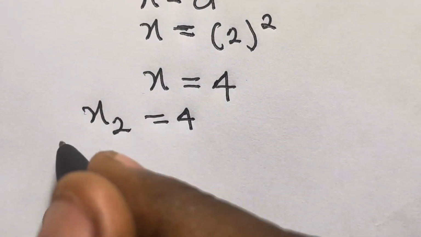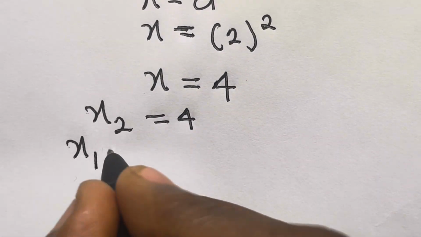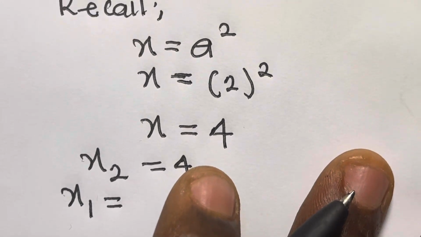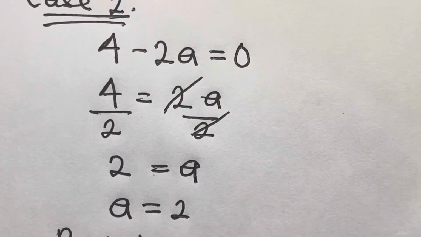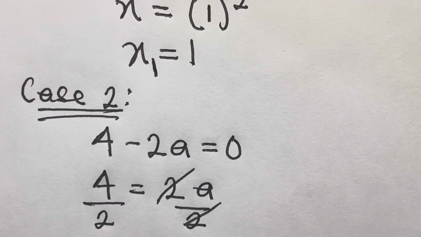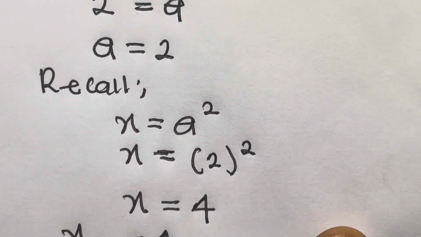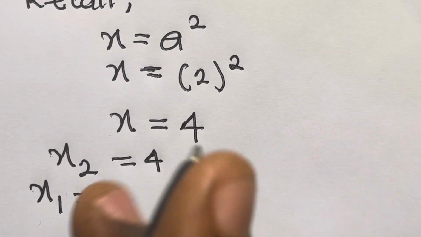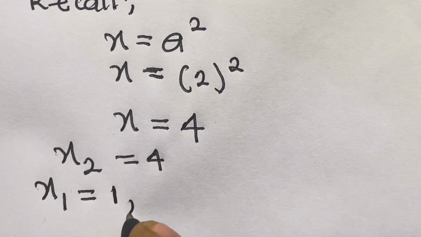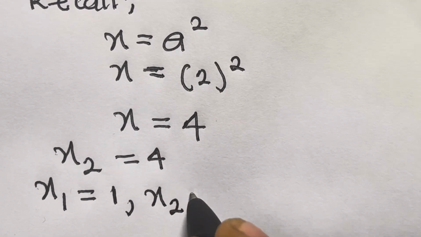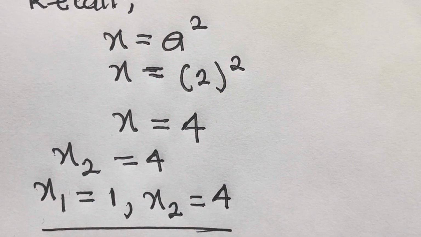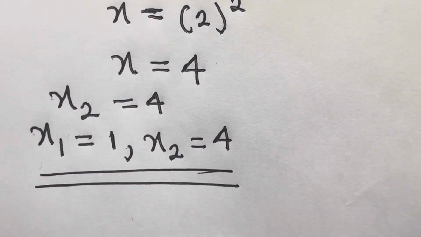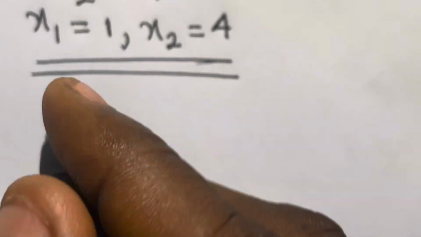Therefore, our x1 is 1, right? Our x1 equals 1, and our x2 equals 4. So this is the answer. And you can easily check for both values.